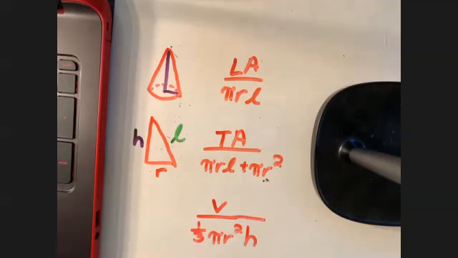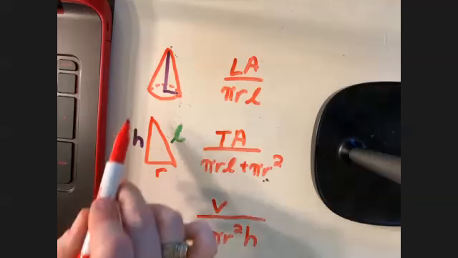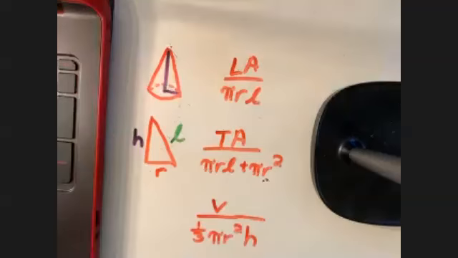Again, because this is a cone, which is like our pyramid, it has that 1/3 built in, because we saw in class that 3 of our pyramids or cone shapes always fit into the matching prism or cylinder.